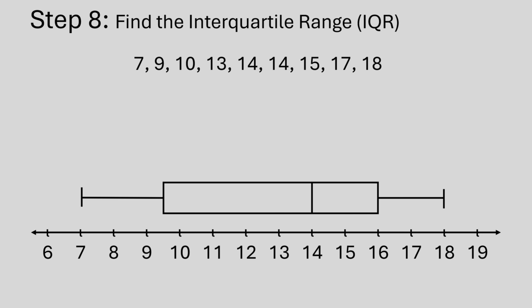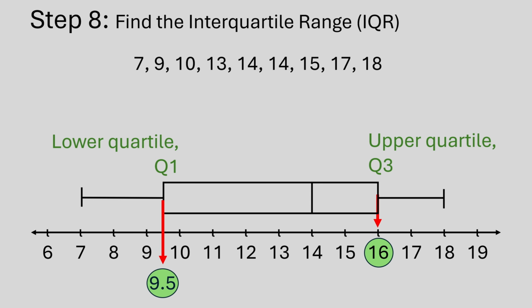Step 8. Find the interquartile range. Interquartile range is equal to upper quartile Q3 16 minus lower quartile Q1 9.5. So the interquartile range is 6.5.